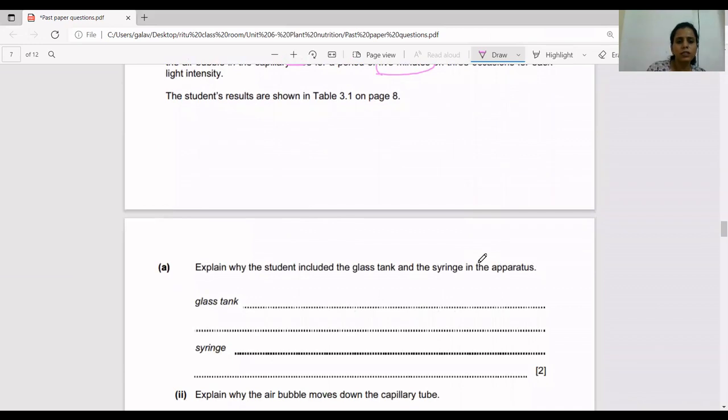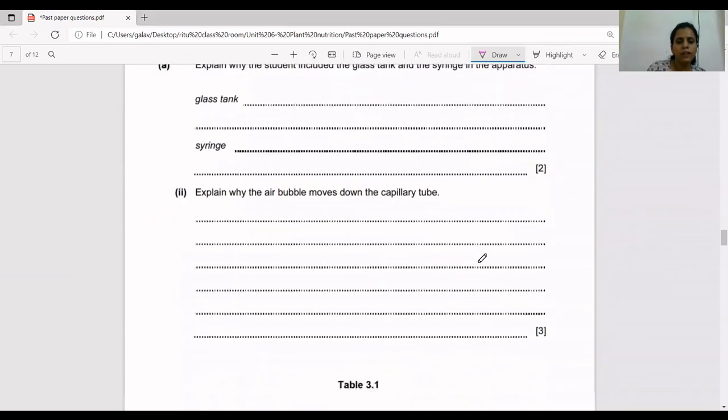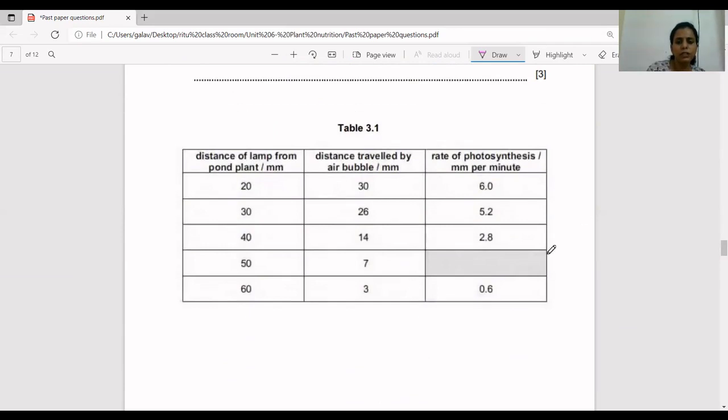So the result of the student is shown in table 3.1. This is your table 3.1 where the result of the student is shown. Distance of lamp from pond plant has been given in millimeter: 20 millimeter, 30 millimeter, 40, 50 and 60. When the lamp was at 20 millimeter, the distance traveled by the air bubble was 30 millimeter. When it was kept at 30 millimeter away from the experimental setup, the distance traveled by the air bubble was 26, and so on. It goes down. And the third column shows the rate of photosynthesis.